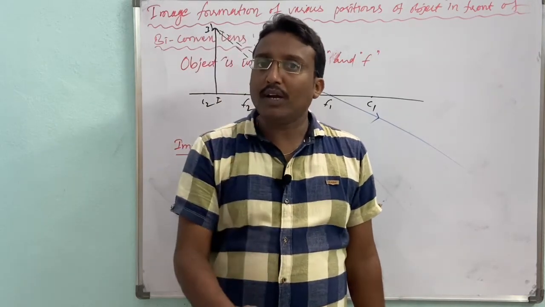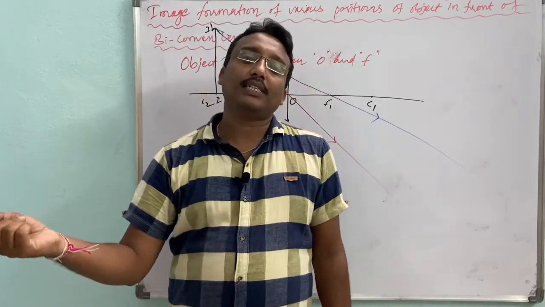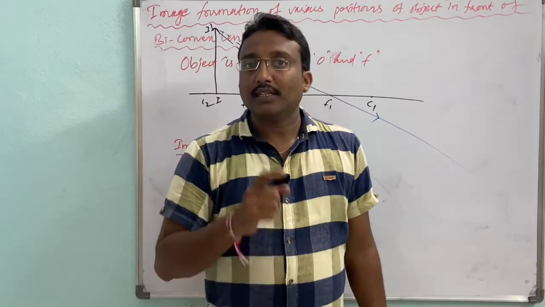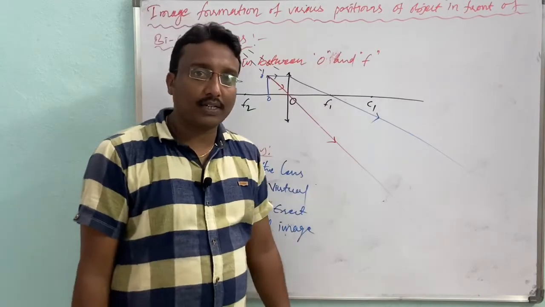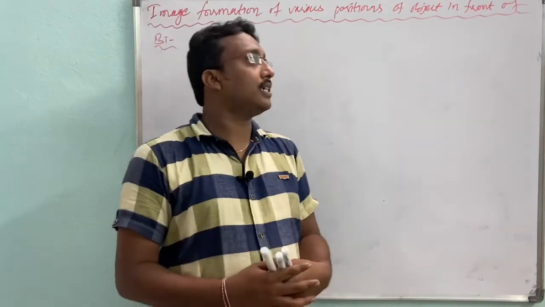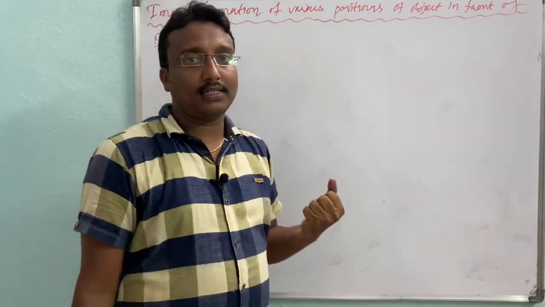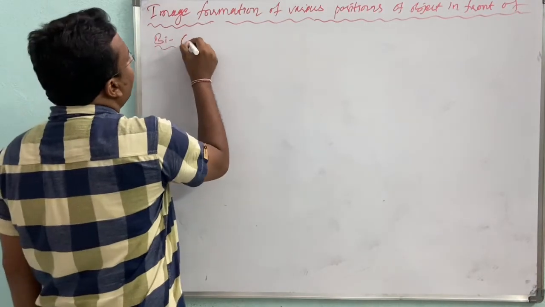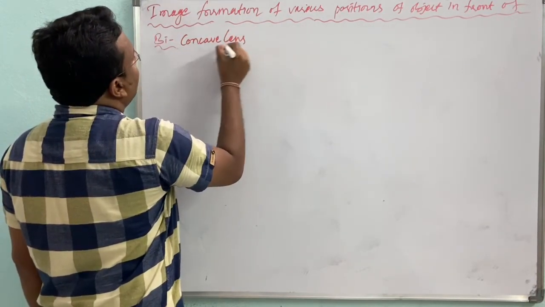But in only one position, when the object is located between the optic center and focus, then we are getting a virtual image. Right? So that's why it is a very important figure. Until now we discussed image formation with a convex lens. Now we are going to discuss it with a concave lens.